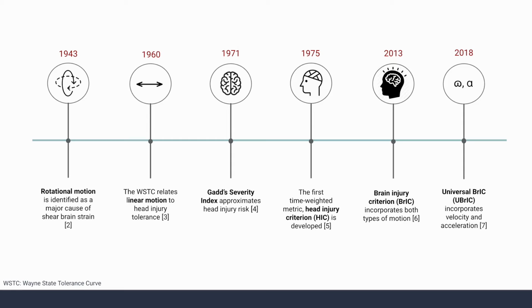Moving further, researchers at Wayne State developed a tolerance curve for human tolerance to brain injury based on linear acceleration. GAD severity index is a continuation of tolerance curves and is used to approximate injury risk. Shortly after, head injury criterion was developed as a time-based metric that spans the duration of a head impact. Brain injury criterion and universal brain injury criterion are two of the newest metrics used to compute brain strain at levels similar to an FE model.